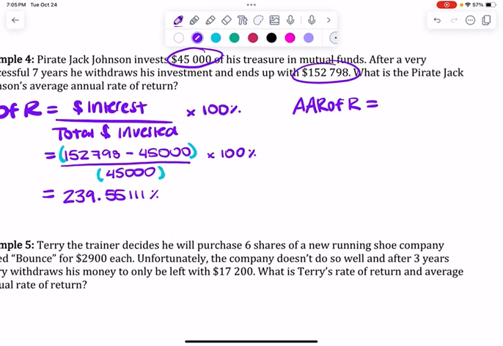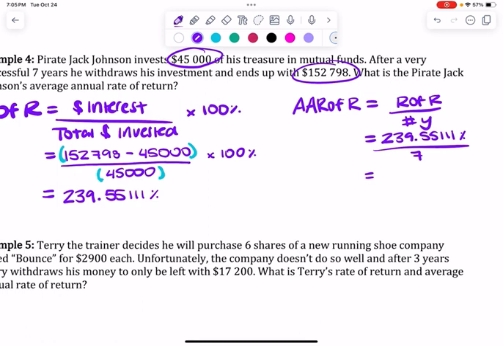And remember that formula is just my rate of return divided by the number of years. And that's pretty cool, pretty easy to do. That's 239.55111% divided by, how many years did we have it? 7 years. Good for you, Pirate Jack Johnson.